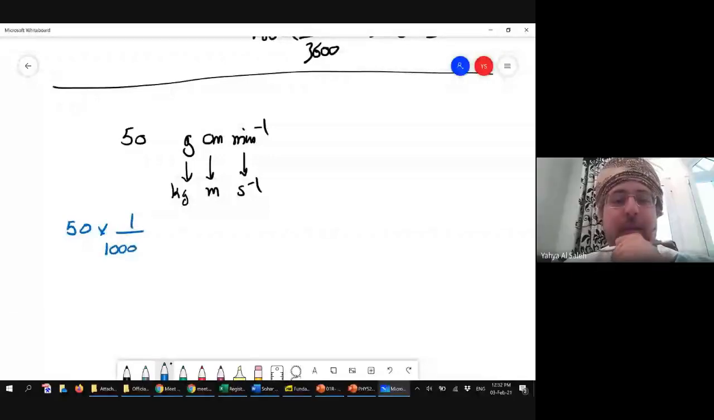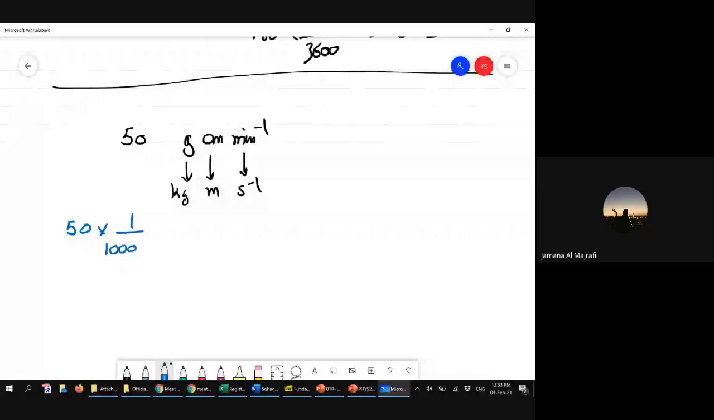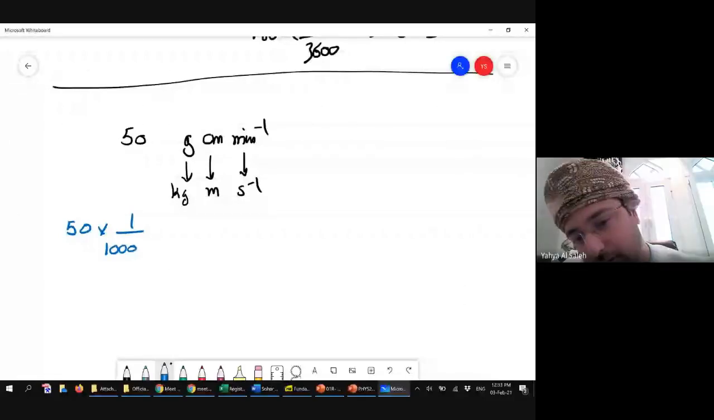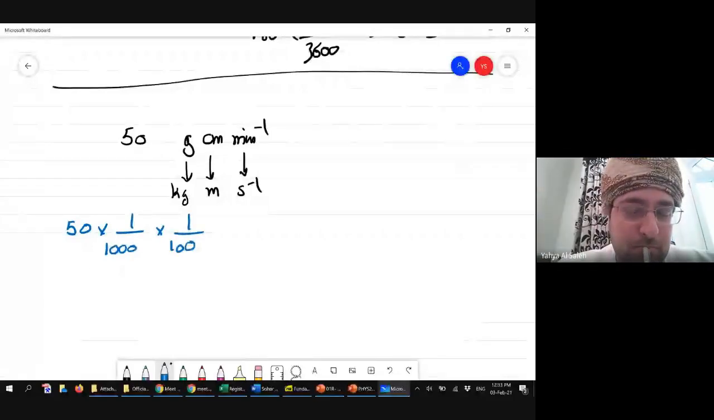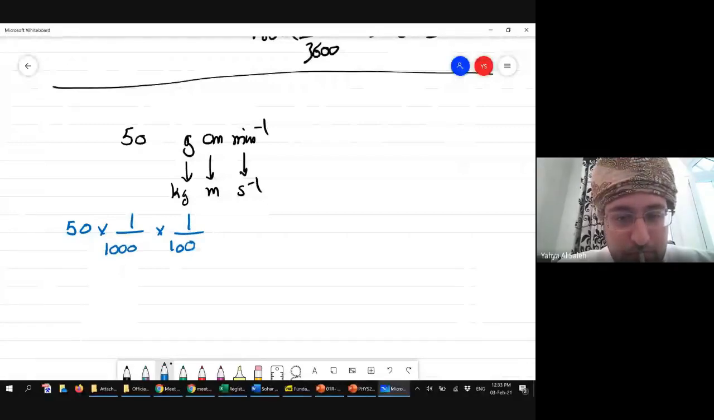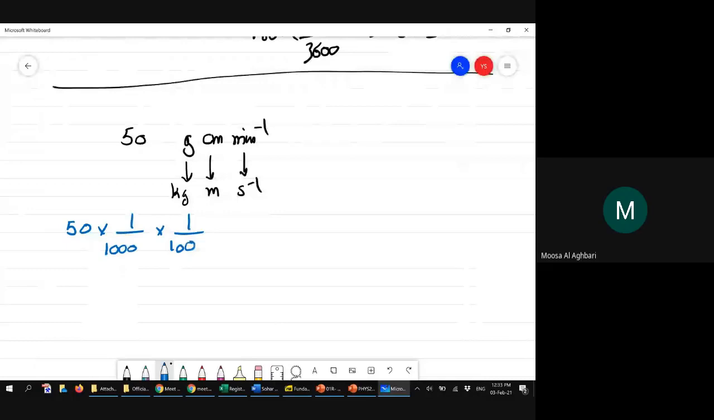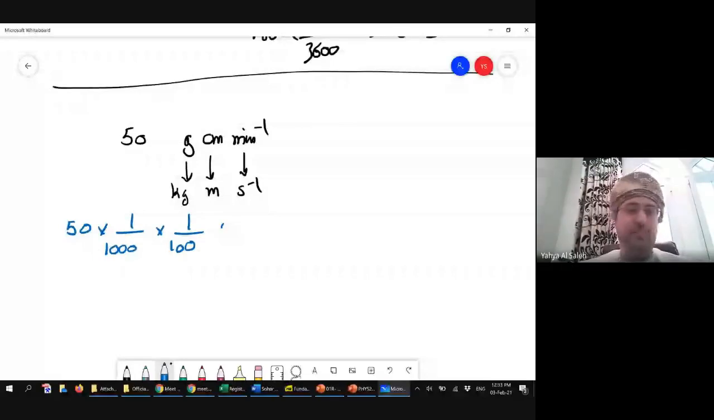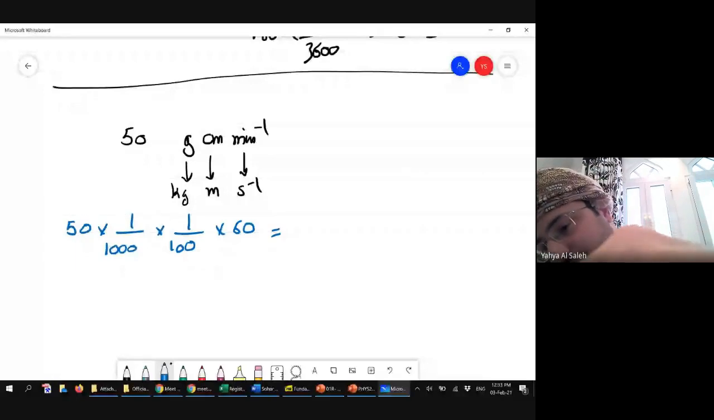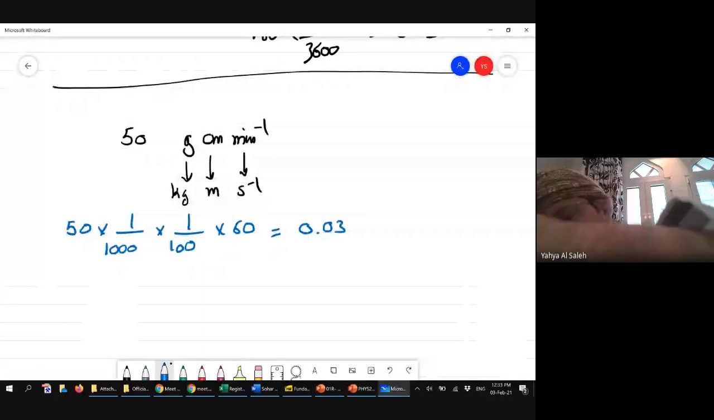And then after that, what do I do? Transfer the centimeter to meter using the conversion factor. And then for minutes to seconds, multiply by 60. Excellent. And we end up with, I don't even know what the answer is because I made the question up right now. 0.03 kilograms meter per second.